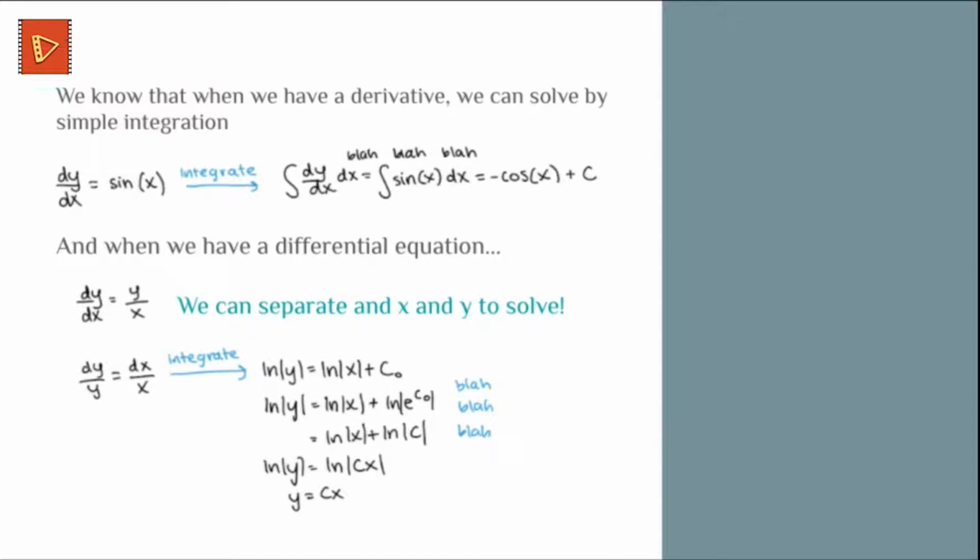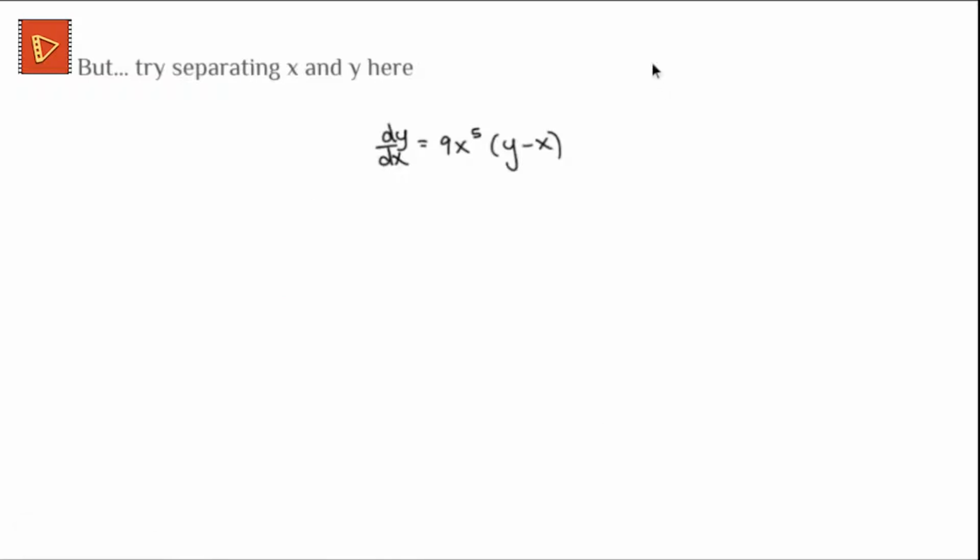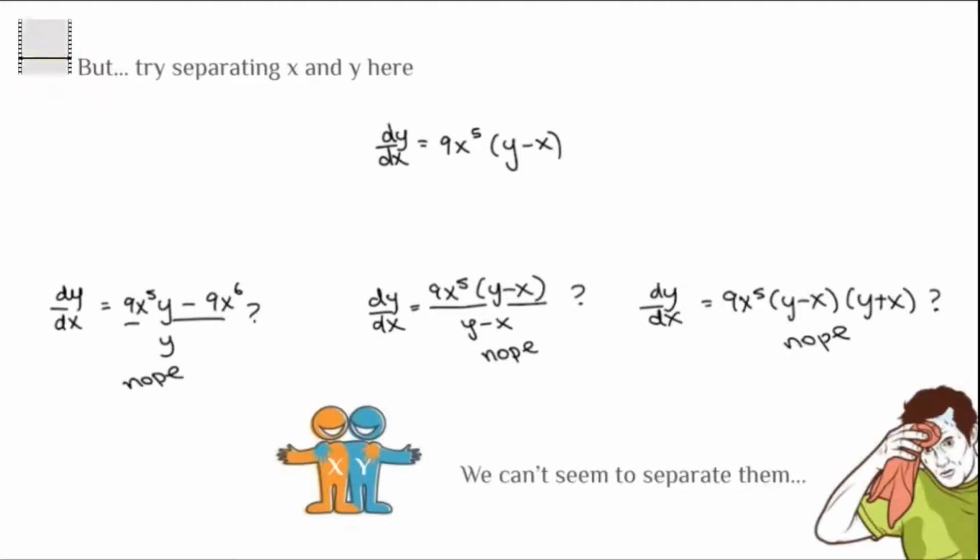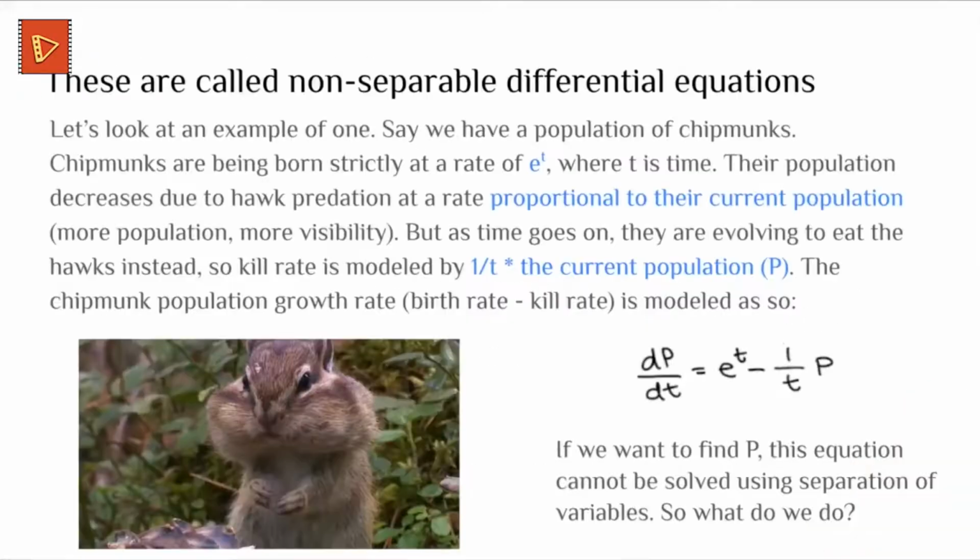So in the example, you can see dy/dx is equal to y over x, which then becomes dy over y is equal to dx over x, which then we can integrate, and the final answer becomes y is equal to Cx. But sometimes that does not work. So this is one example of that. This equation is not separable.